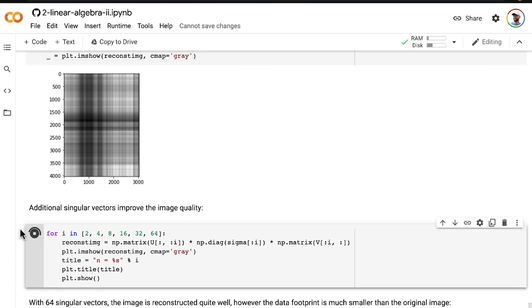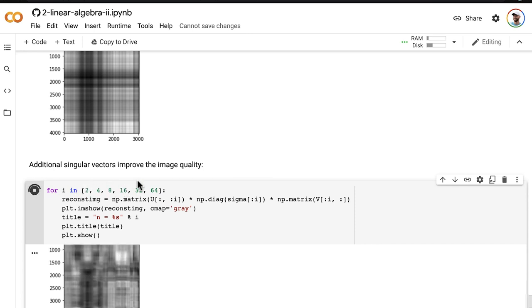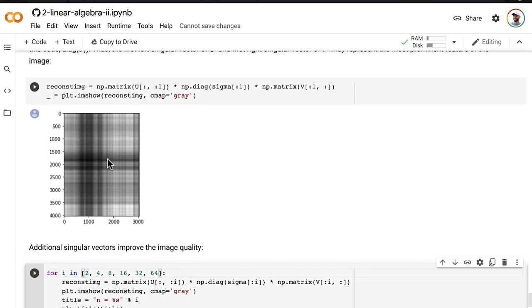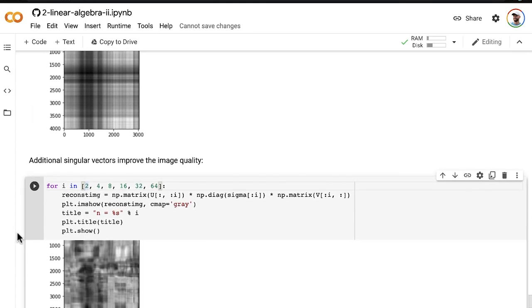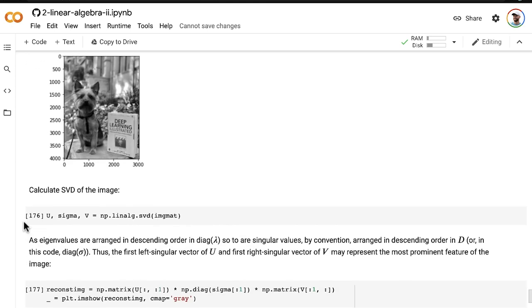So I have a for loop here that iterates over 2, 4, 8, 16, 32, and 64 singular vectors per iteration. So yes, when we had just one singular vector, we didn't see very much. But what happens when we use two sets of singular vectors and singular values? Well, now you can just kind of start to make out that my puppy Obie is here on the left, but you'd only be able to make that out if you already knew what the original image was.